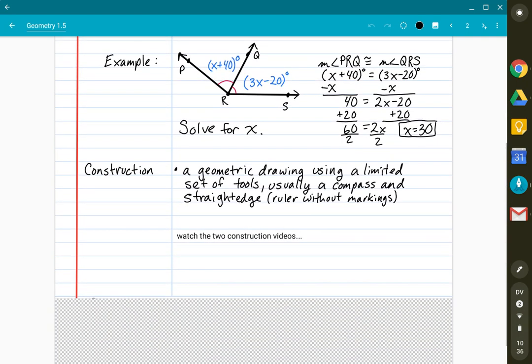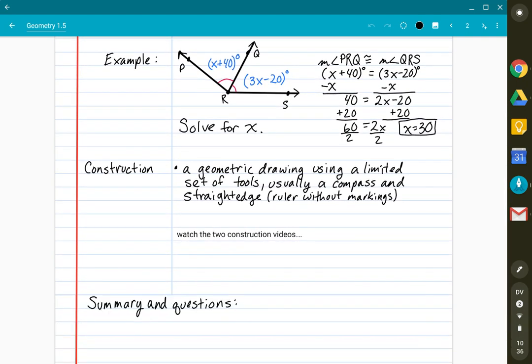Last for today's lesson, we're going to learn some constructions. A construction is a geometric drawing using a limited set of tools, usually a compass and a straightedge. A compass is basically just a two-pronged device. One end has a pointy end, and the other end has something that you can draw with.